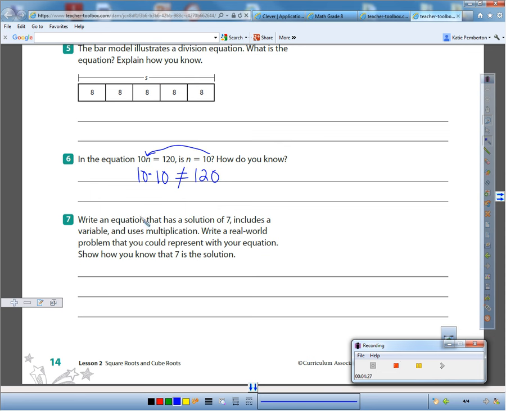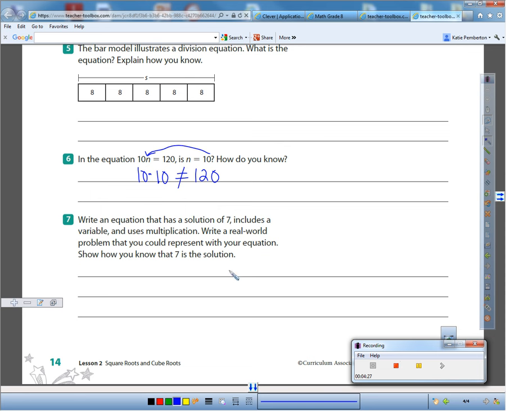Okay. Write an equation that has a solution of 7, includes a variable, and uses multiplication. Write a real-world problem that could represent your equation. Okay. And then show how you would show that 7 is the solution. So you could come up with all kinds of different ideas. I'm going to give you one idea. Don't copy it. Come up with your own. But this will give you an example.